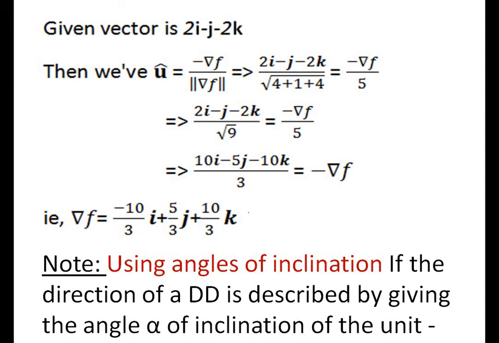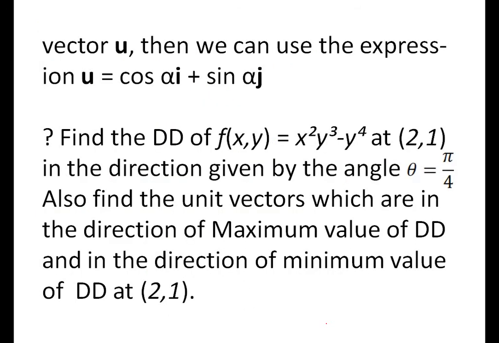This is a different type of question. Then we have a note on using an angle of inclination. If the direction of the directional derivative is described by the given angle alpha of inclination of the unit vector u cap, then we can use the expression u cap equal to cos alpha i plus sin alpha j. That is, given the angle of inclination alpha, the unit vector corresponding to that angle is u cap equal to cos alpha i cap plus sin alpha j cap.